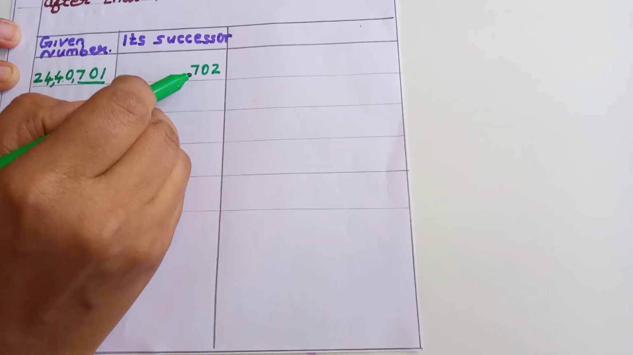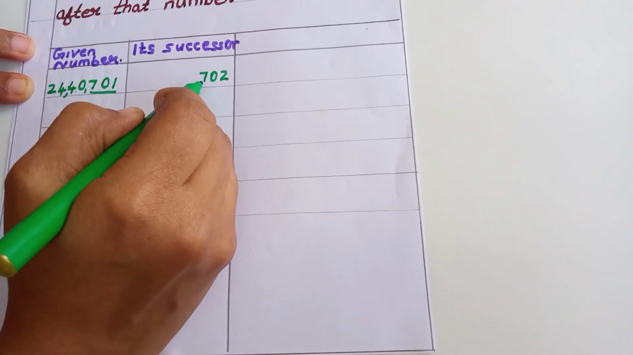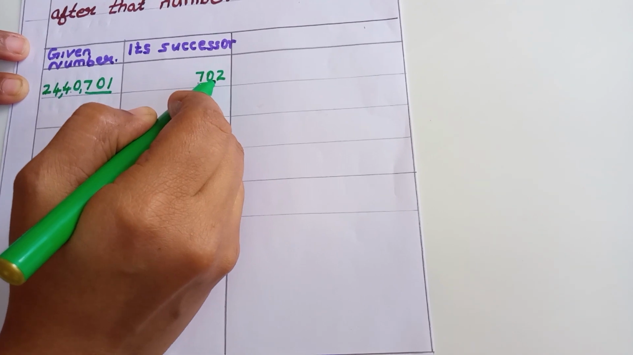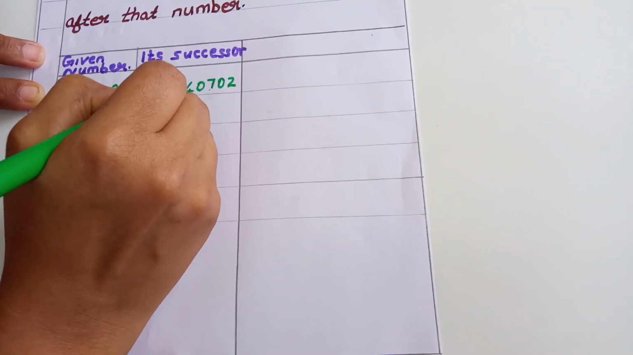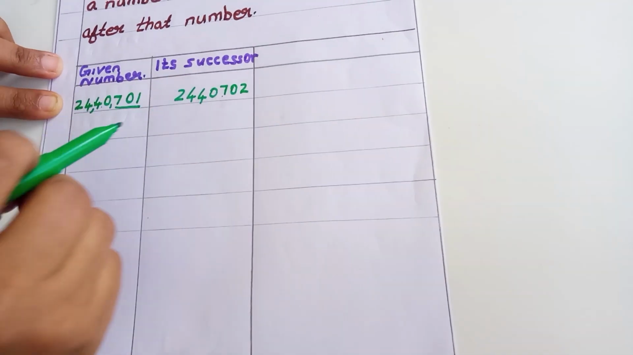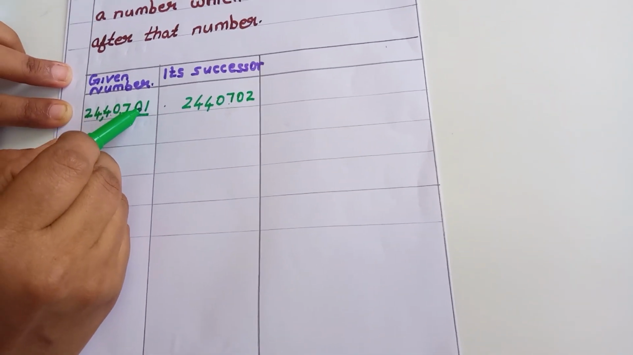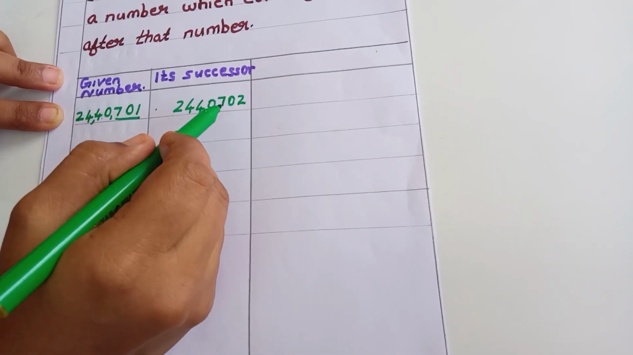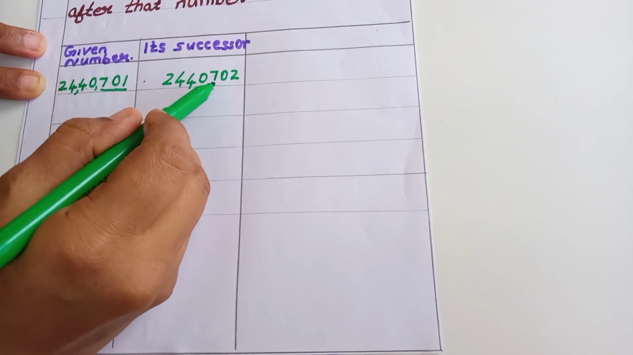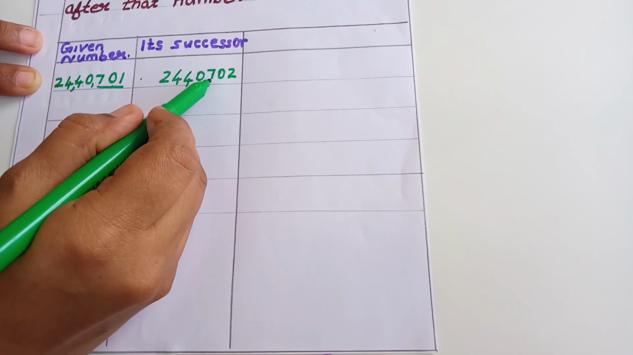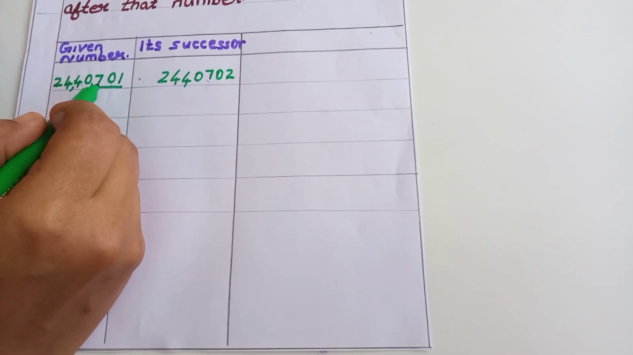702. So, just write down 702 instead of 701, and write down the remaining numbers without any change. The change is coming only here. For this question only, the change is coming. 701 is changing to 702. That means we are just adding 1 to this number.